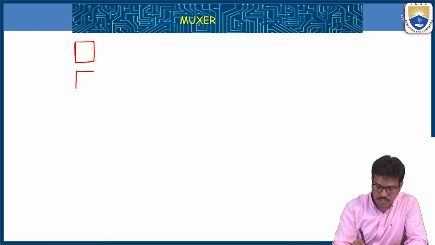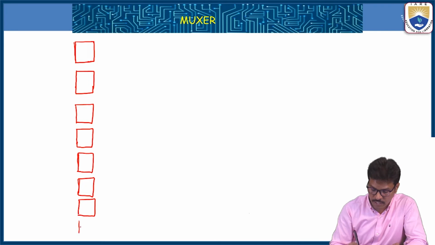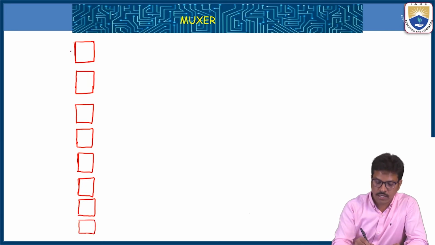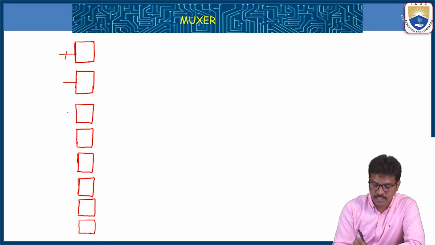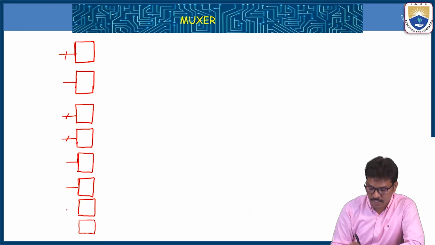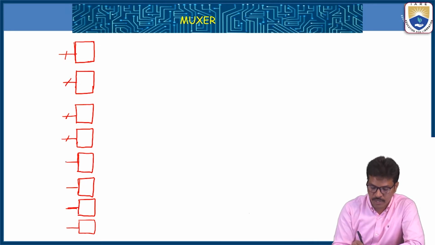One, 2, 3, 4, 5, 6, 7, 8. Each mux is an 8 by 1 multiplexer. So in order to reduce the number of channels, I just put a bus.